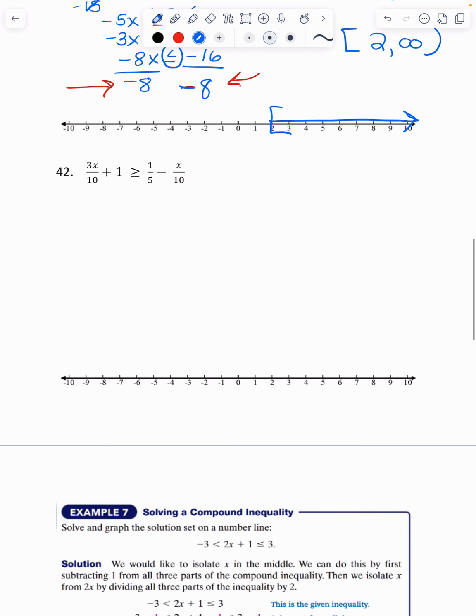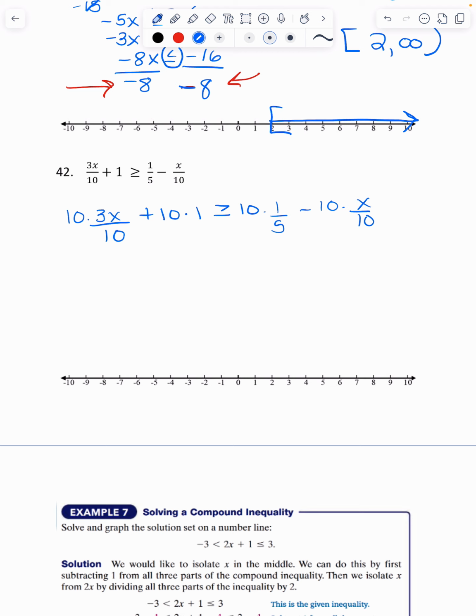All right, 42 is an example of an inequality that has fractions in it. If you'll recall, when we solved equations with fractions in them, we multiplied everything through by the common denominator. We can apply that same trick to inequalities as well. So I look at the common denominator of 5 and 10. That's going to be 10. So I'm going to take 10 and I'm going to multiply by every term, just like what we did with equations.